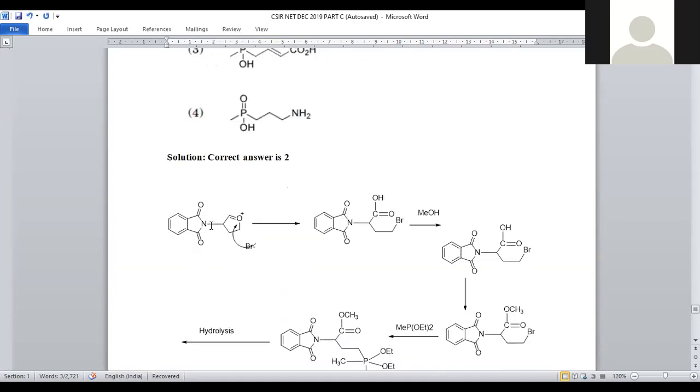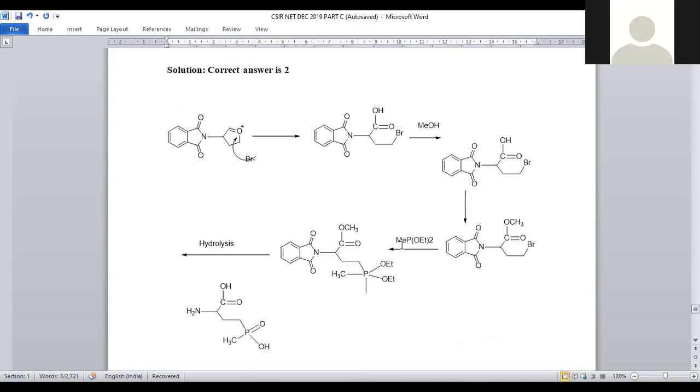When the initial compound, the phthalimide compound, was taken, it is treated with HBr. This opens the ring system so that one side is converted into COOH and on the other side bromine is generated, and it is treated with methanol. So here the carboxylic acid gets converted into an ester, a methyl carboxylate will be formed. Now it is treated with MeP(OEt)2 taken twice. The center having bromo can be replaced with this CH2P(OEt)2, CH3. This will be generated at this position.